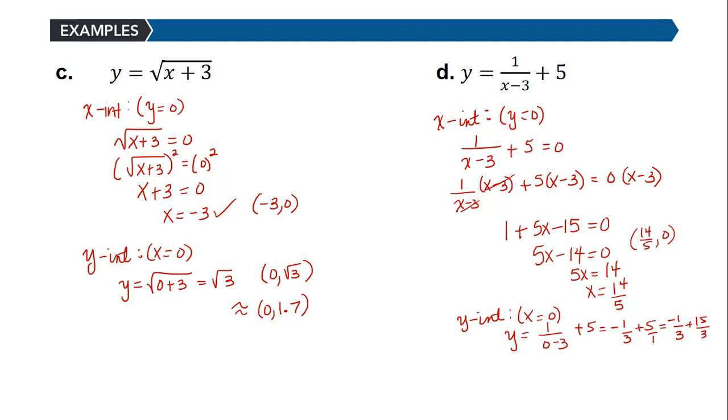Do you remember that 1 goes into 3 3 times? 3 times 5 is 15. Then we have the same denominator, so we can add the numerators to get 14/3. So therefore, the y-intercept is the ordered pair (0, 14/3).